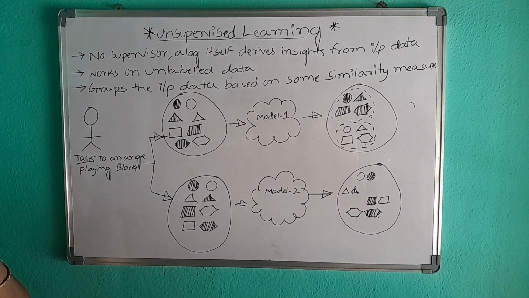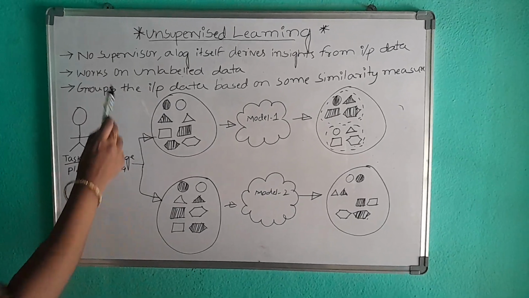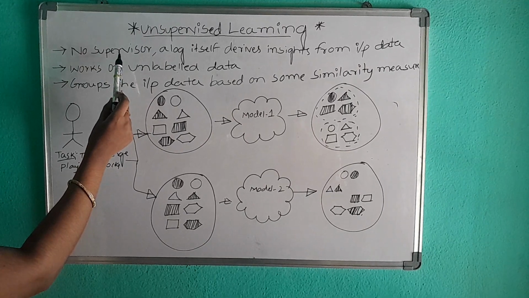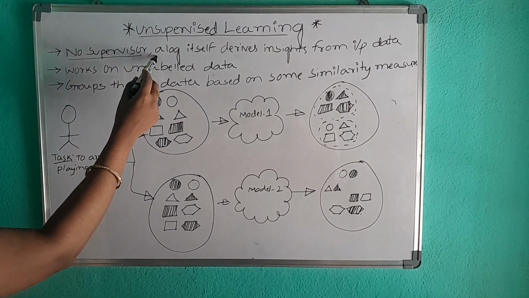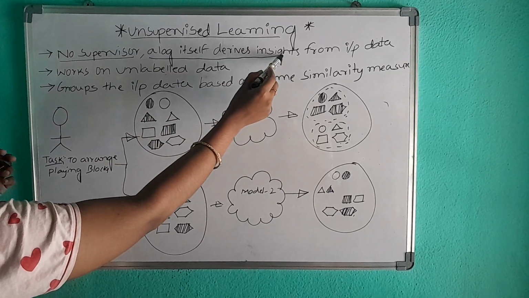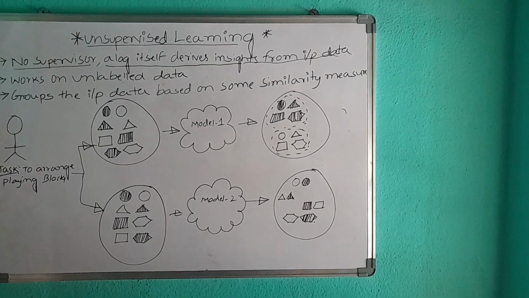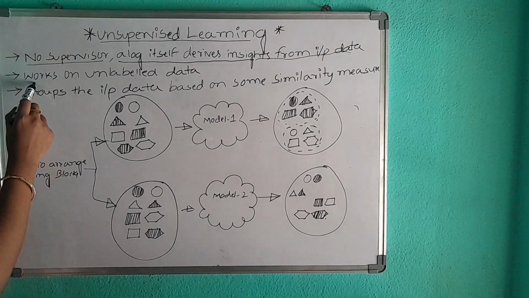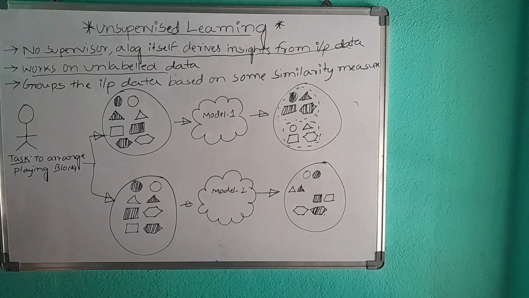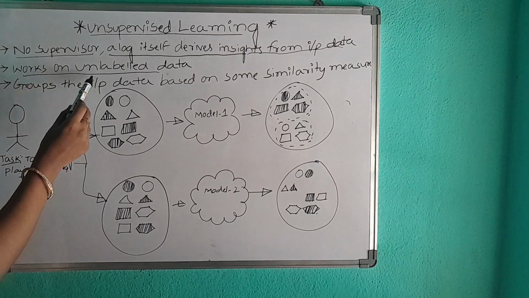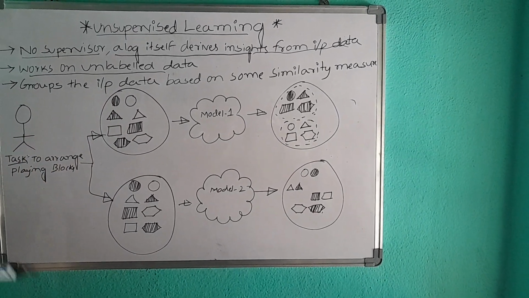Today, let's discuss the unsupervised learning technique in machine learning. In the unsupervised learning technique, there is no supervisor. The algorithm itself derives insights from the input data without any supervision. It works for unlabeled data. Unlike supervised learning, in unsupervised learning we provide unlabeled data as input to the algorithm.